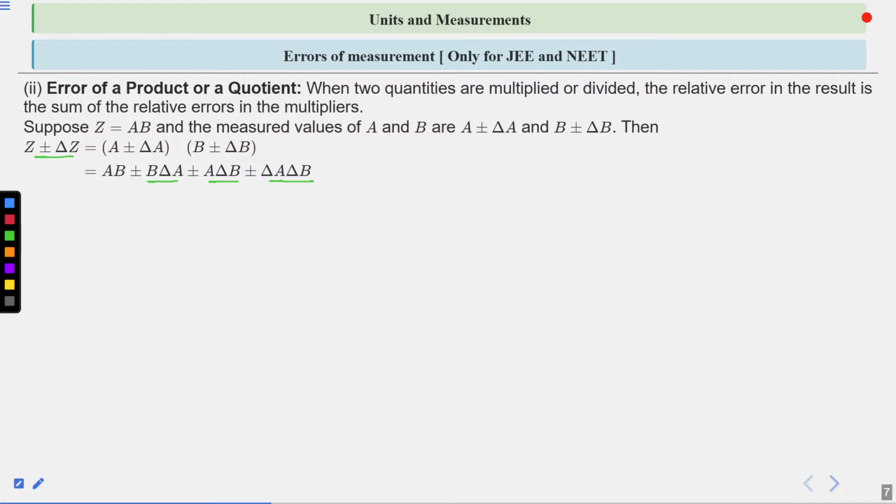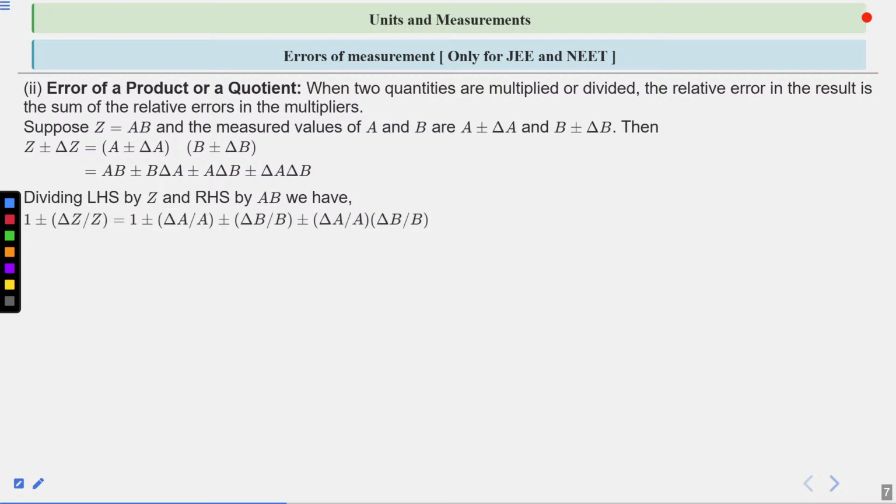So when we solve this, we multiply A into B, so AB, then A into plus minus delta B, so it will be plus minus A into delta B. After that, multiply delta A with B, so plus minus B into delta A, and plus minus delta A delta B. Dividing LHS by Z and RHS by AB, we have 1 plus minus delta Z divided by Z is equal to 1 plus minus delta A divided by A plus minus delta B divided by B plus minus delta A divided by A into delta B divided by B. Since delta A and delta B are small, we ignore their product.